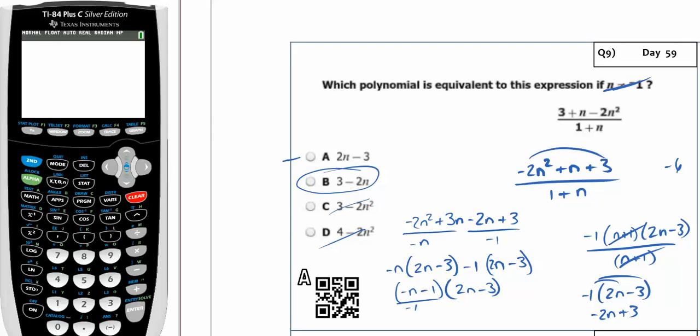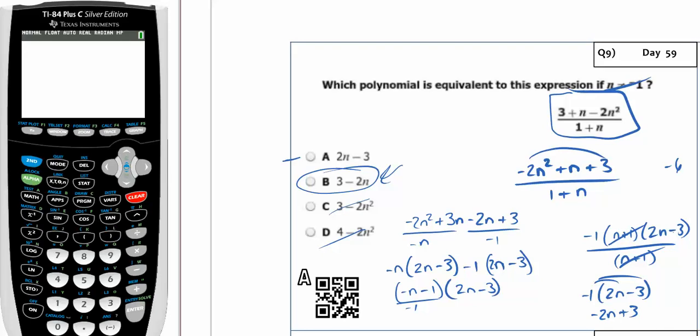Here's how we're going to check. I'm going to store a number for n, and I'm going to type in the original, and then I'm going to type in my solution, and I'm going to verify that those two things are equivalent. When I got to this point here, it really made me want to choose this 2n minus 3. But I knew that that was wrong because I factored out that -1, which means I need to redistribute the -1 to everything.